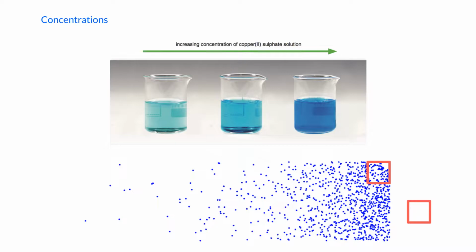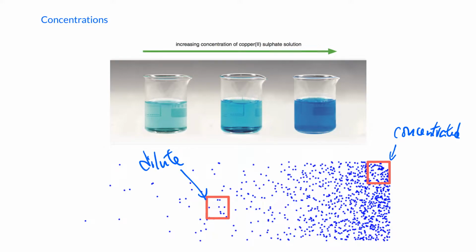If we just move the square right there, you can find that these two squares have the same size. So if we move like that, you can see that on the right hand side, this particular square, this unit area, this volume, has more blue dots in it, more copper 2 ions in it, but the one on the left hand side has fewer copper 2 ions in it. So we'll say that the one on the right hand side is concentrated, while the one on the left hand side will be relatively dilute.